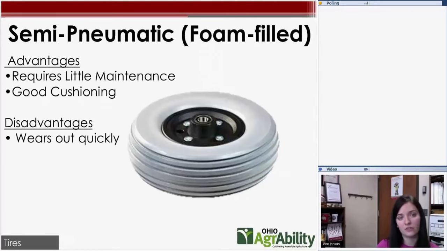Semi-pneumatic tires or foam-filled tires, these are good as they don't require a lot of maintenance, and they also provide a lot of good cushioning and shock absorption. A disadvantage is they are more prone to wear out quicker than the pneumatic or air-filled tires.